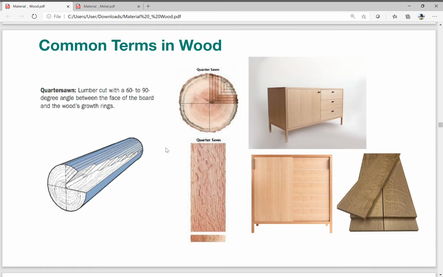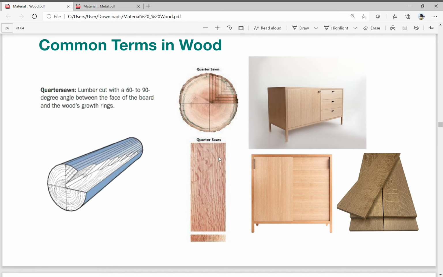For the quarter sawn wood, it has something in between a growth ring and a more linear pattern, so it's a mix of both.